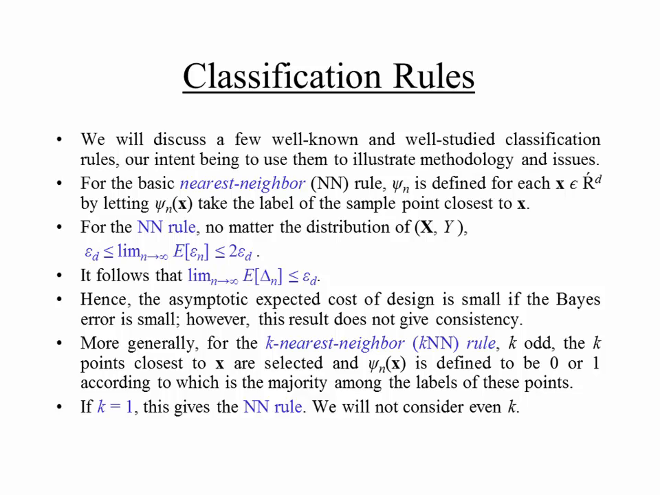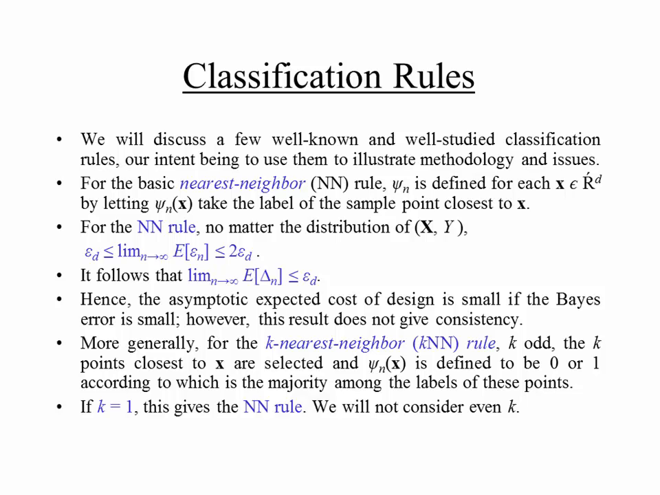For example, for the nearest neighbor rule, no matter the distribution of x and y, you can show that the Bayes error is less than or equal to the limit of the expected value of the design error, and this is less than or equal to 2 times the Bayes error, right? So in the limit it'll approach the Bayes error, because that's the best possible that you can do. Hence the asymptotic expected cost of design is small if the Bayes error is small.